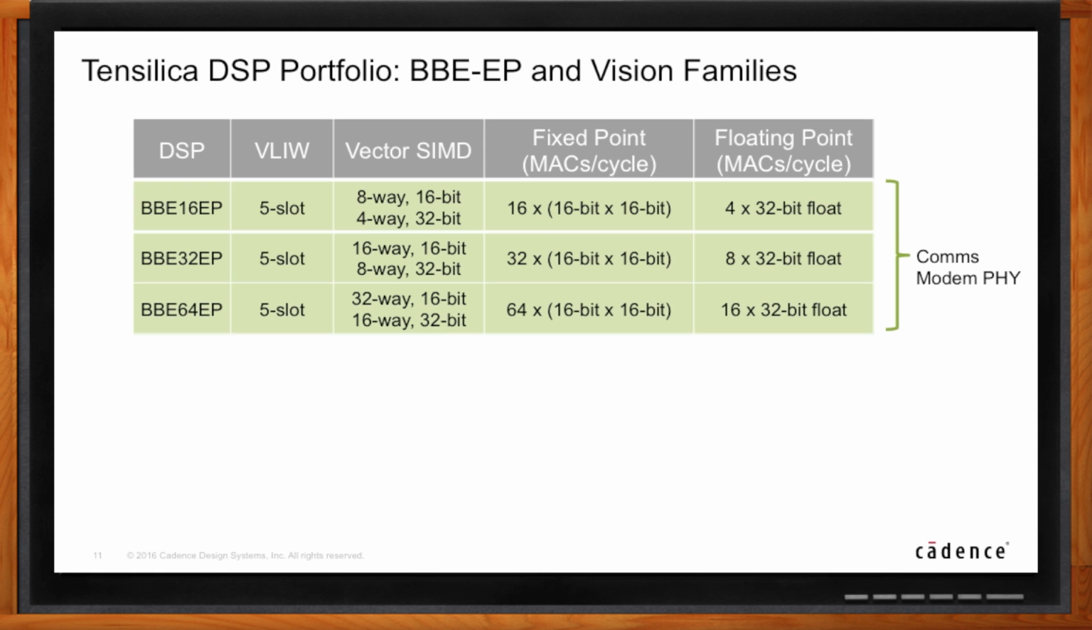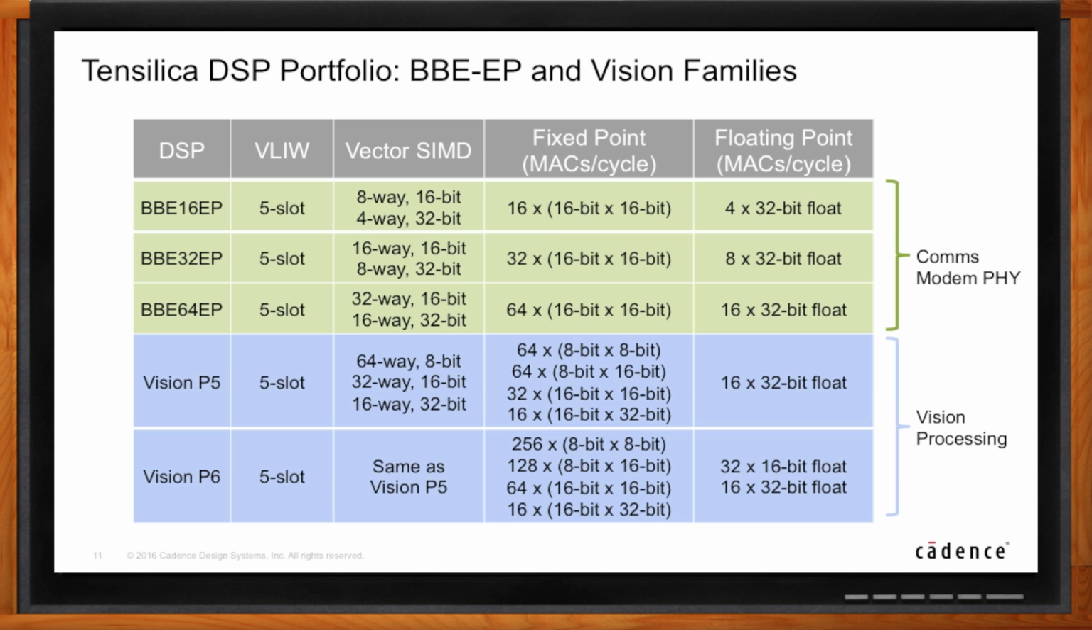So the BBE64 can sustain a multiply throughput of 64 16-bit fixed point MACs per cycle and 16 32-bit floating point MACs per cycle. And then when we talk about vision processing, which is another example of very high compute, the Vision P5 and the Vision P6 DSPs, they are also wide SIMD machines with support for 8-bit computations as well as 16-bit and 32-bit float. And you see the 8-bit computation support in the vision processors is quite extensive because that consumes a lot of processing requirements for vision processing.